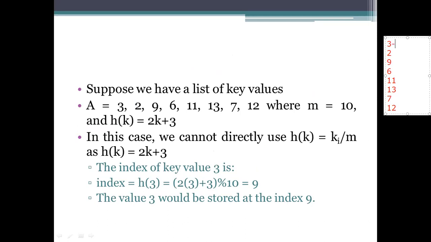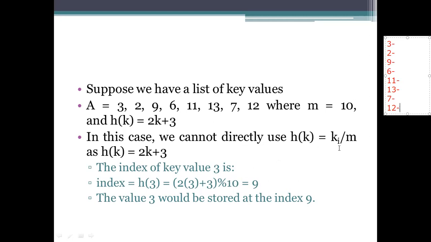We need to mention the hash function there. How many values do we have? We have 8 such values. We need to calculate the value. The size specified here is 10. For the hash function, h of k is 2k plus 3. So h of 3 is 2 into 3 plus 3, which has to be taken modulus with the value 10.